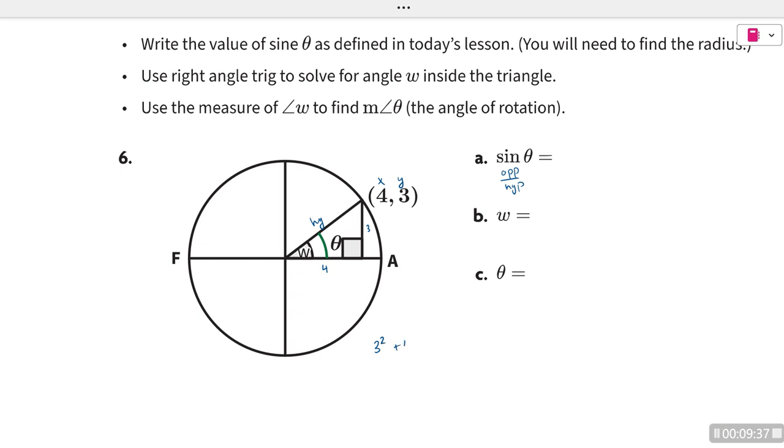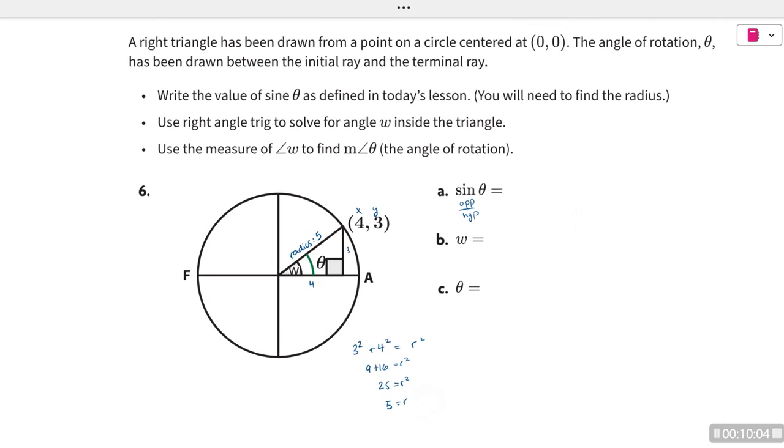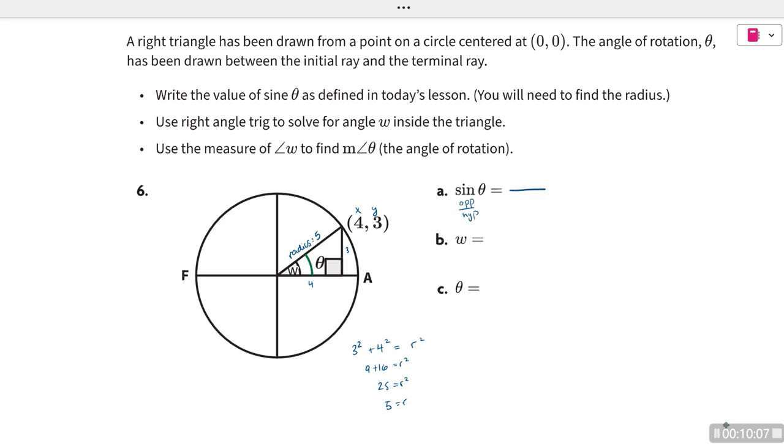So let's do the Pythagorean theorem. 3 squared plus 4 squared equals our hypotenuse squared. In this case, I'll call it a radius since we're dealing with a circle. So we get 9 plus 16 equals our radius squared, so 25 equals our radius squared. The square root of 25 is 5, so our radius is 5. And I don't see any units here. So sine, opposite, is 3 over our radius or hypotenuse, 5. So y over r. It's another way to think of it.